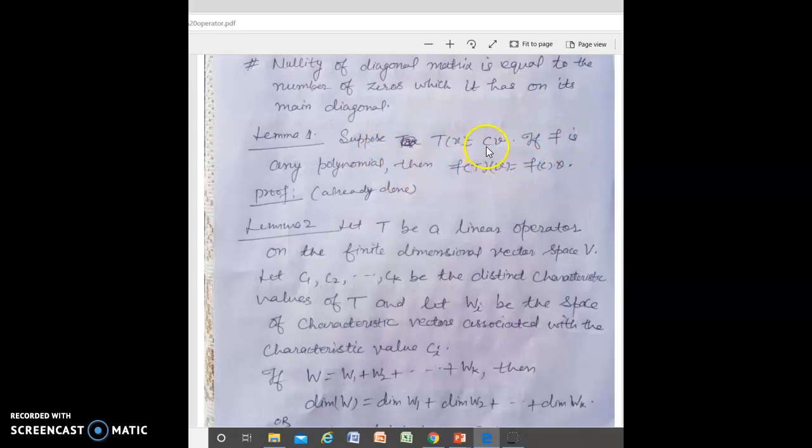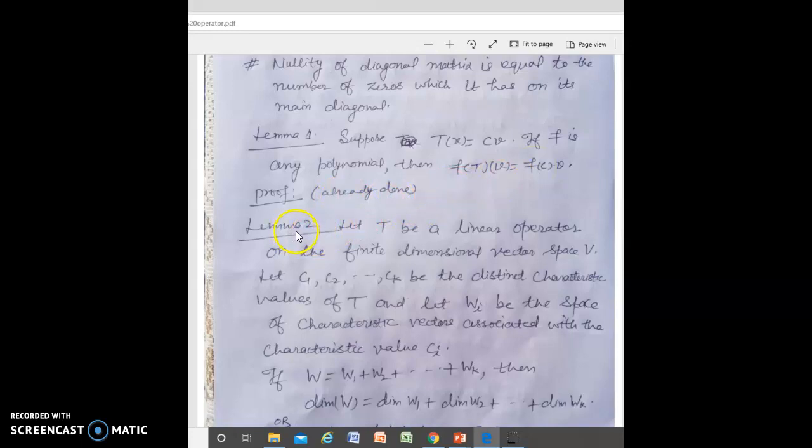Means if C is the characteristic value of T and V is the characteristic vector corresponding to this, and f(T) is again a linear operator on V, then f(T) will have characteristic value f(C). And we have already discussed the proof of this lemma in the class.